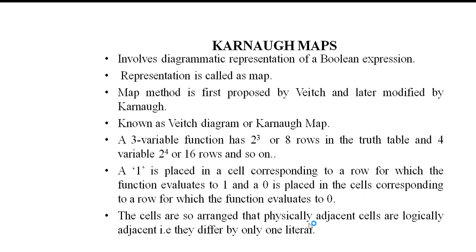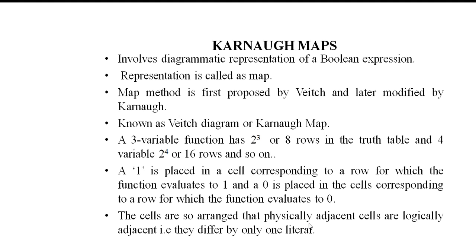Next, how to represent a Karnaugh map. We know that for three input variables, we get an 8-row truth table, right? Similarly, for 4 variables, we get a 16-row truth table, and so on.